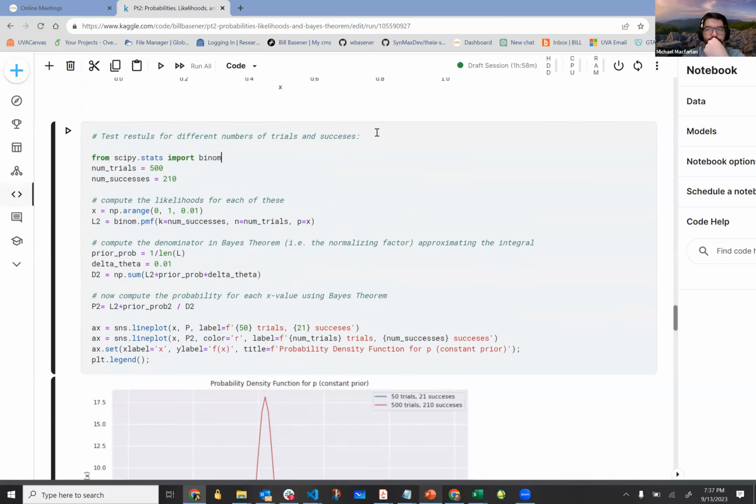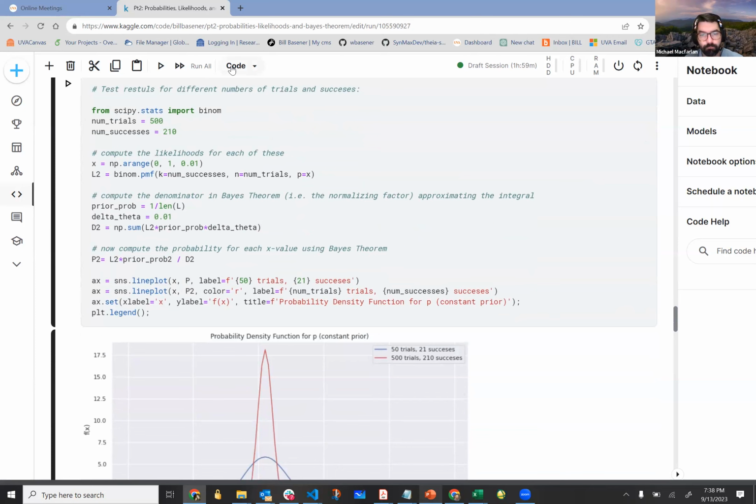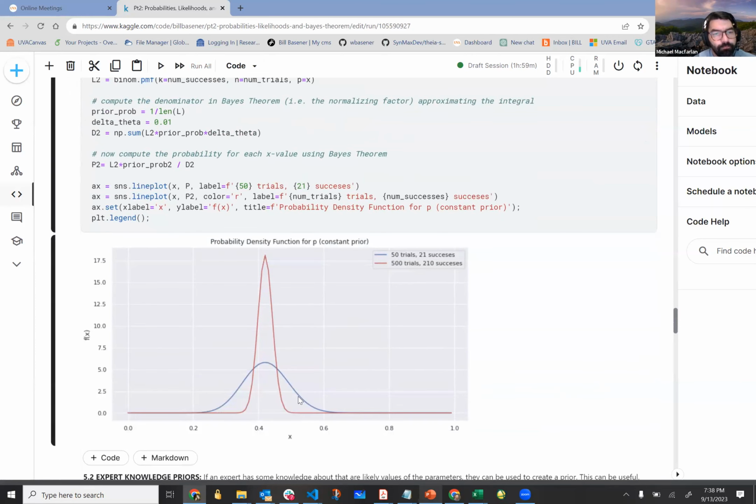Now, one of the things we talked about is we could see what happens for different numbers of trials or successes. Suppose I have 500 trials and 210 successes. So I took the same proportion of successes to trials, but just more data, right? The blue is what we had before, and the red is what we have now with 500 trials and 210 successes. I think this is about where we got up to last time.